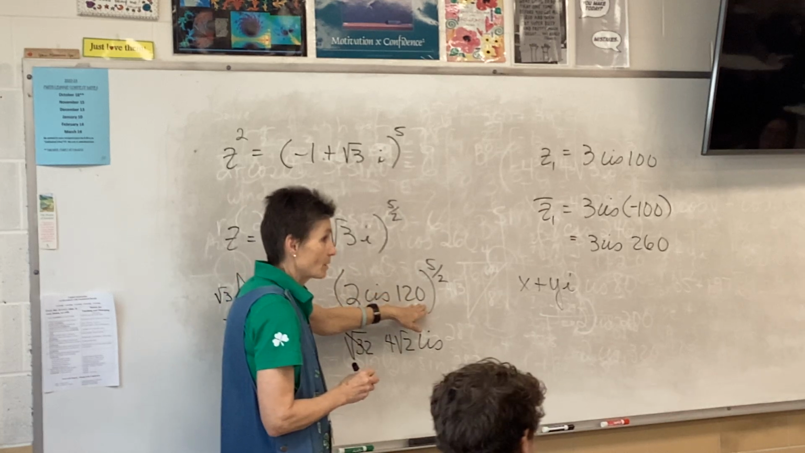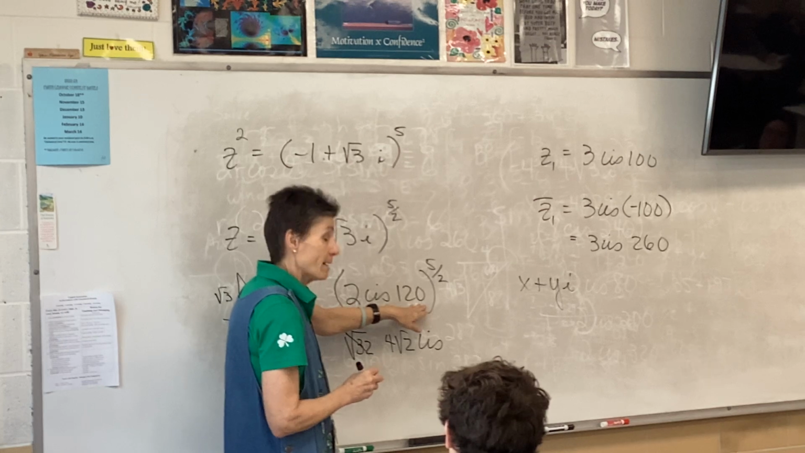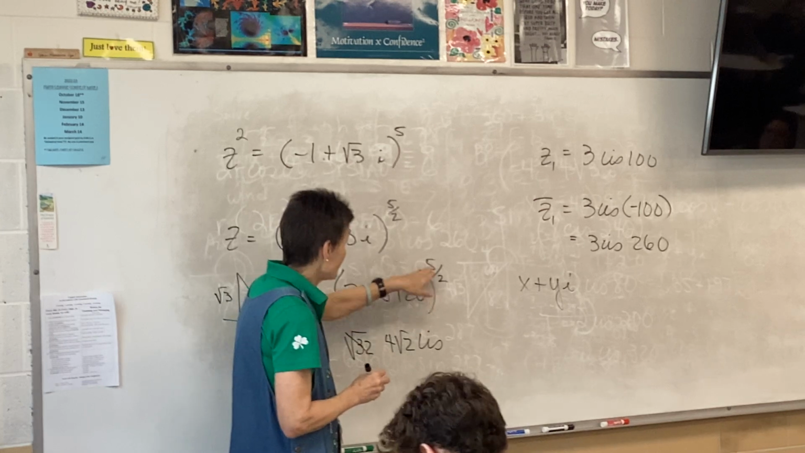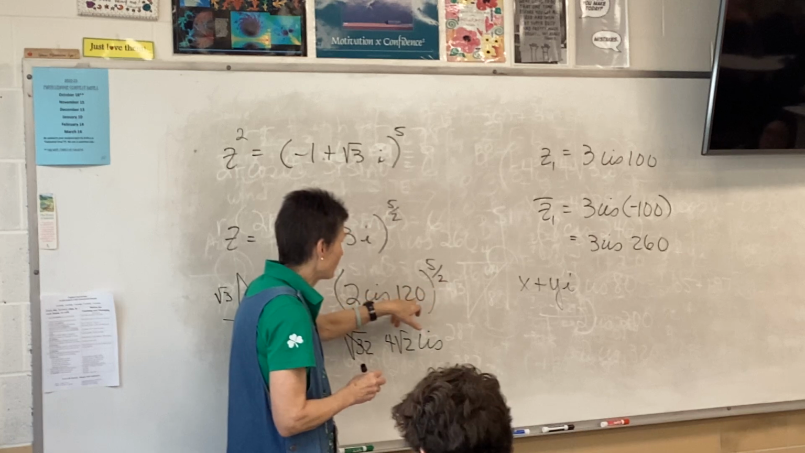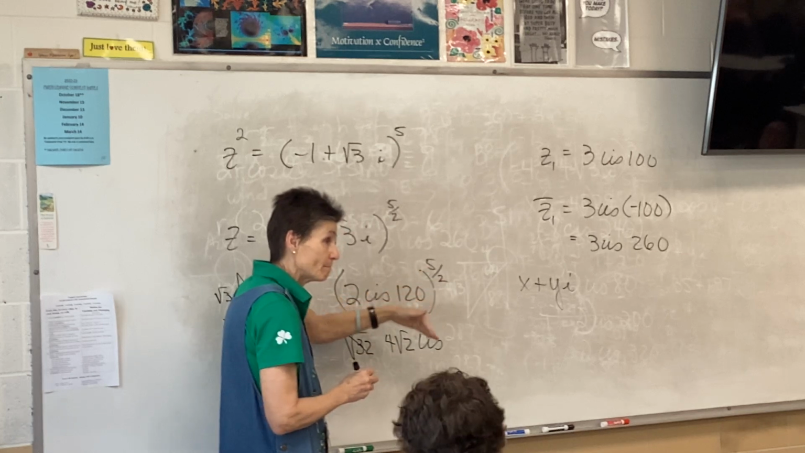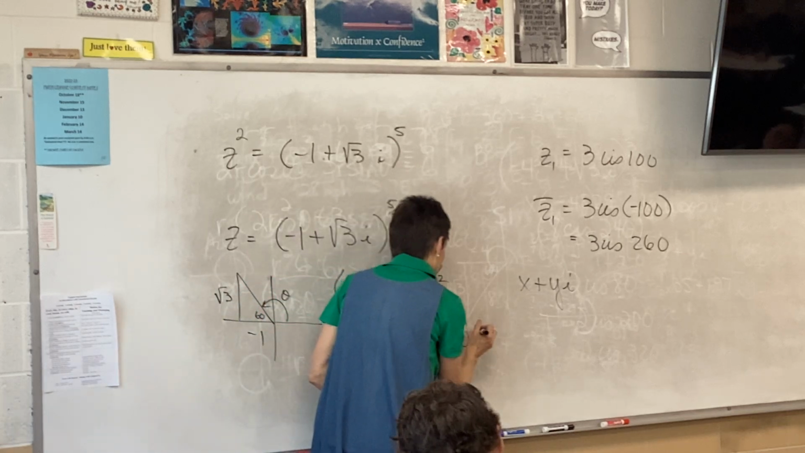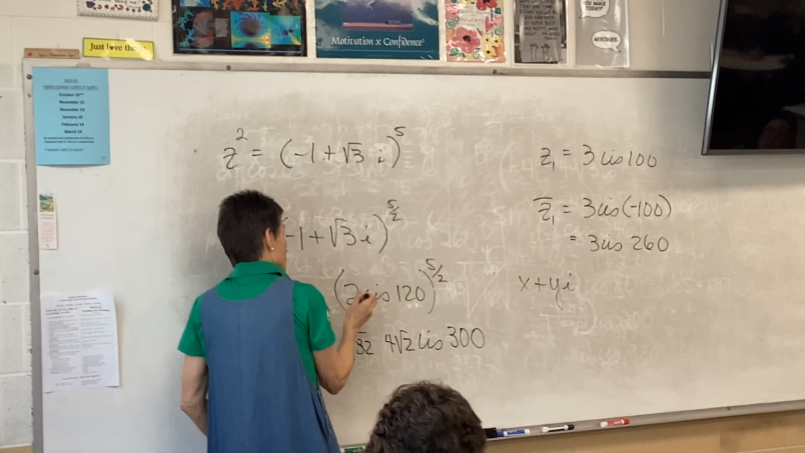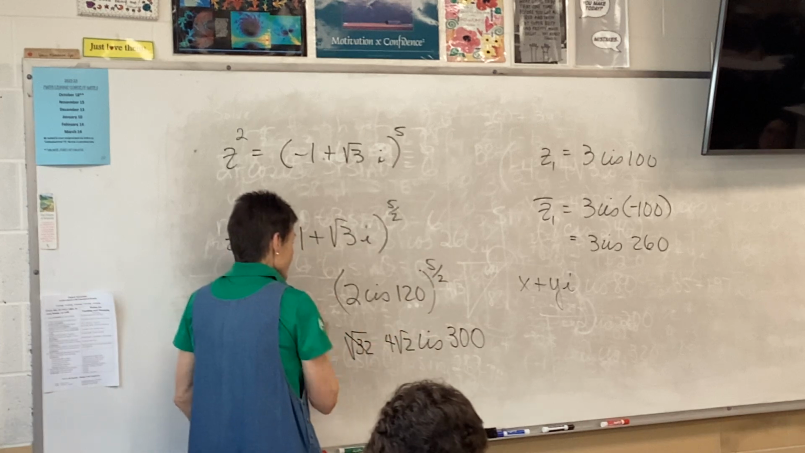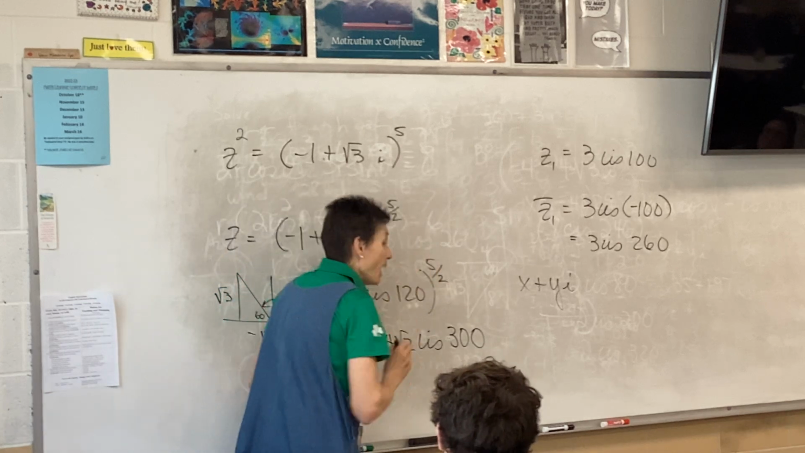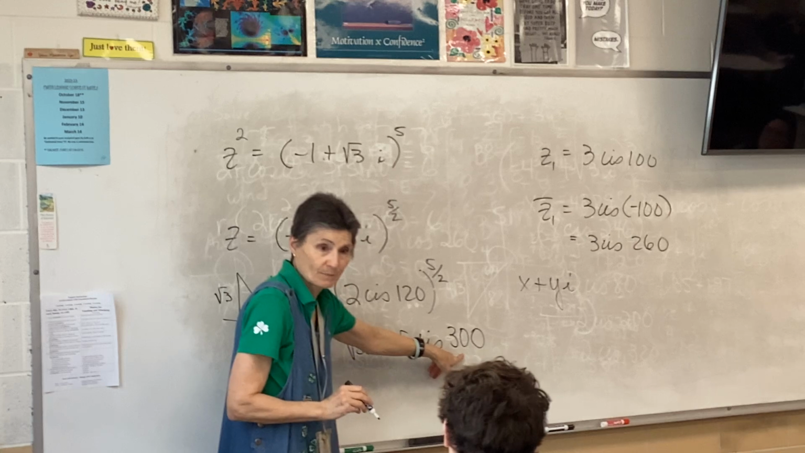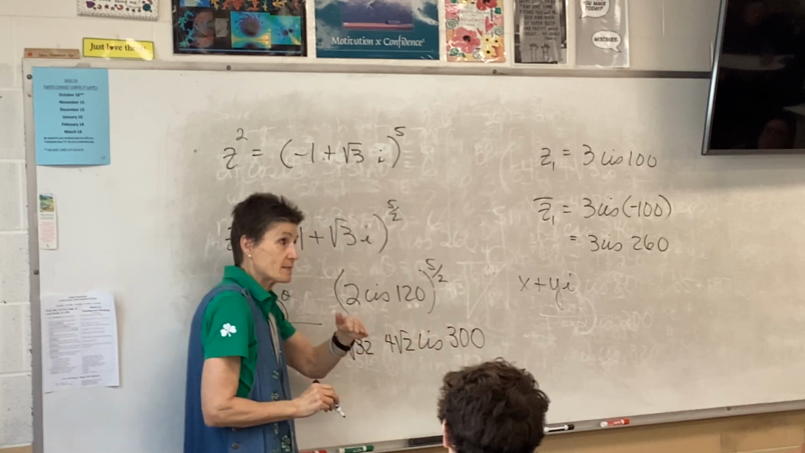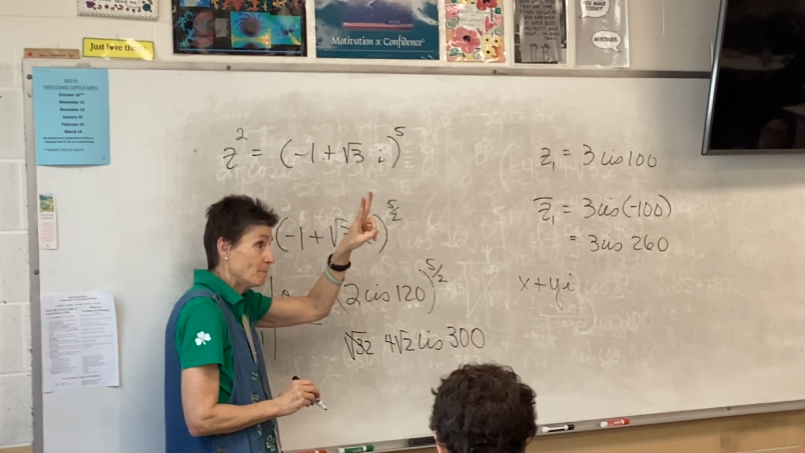Okay, now what does de Moivre tell me to do next? Multiply by 5 and divide by 2 to find out the other ones. Yes. So 120 times 5/2, I'm going to divide first. 60 times 5, 300. So using de Moivre, I took 2 to the 5/2, got this, and then took 120 times 5/2 and got this.